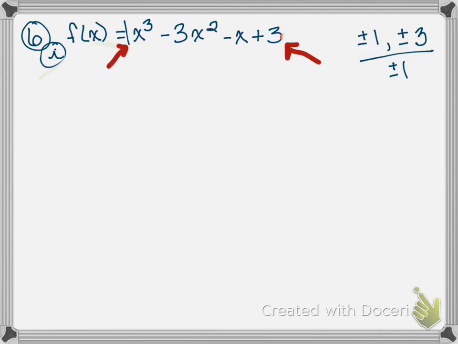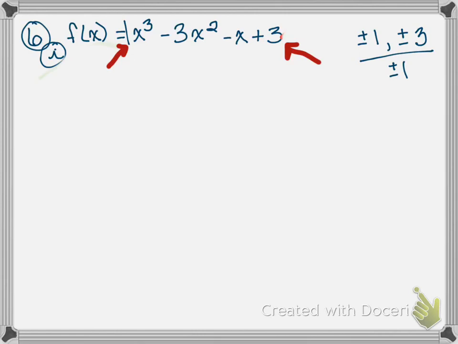So we could take positive 1 over positive 1. We could take positive 1 over negative 1. We could take positive 3 over negative 1. We could take negative 3 over positive 1. These are all the different examples that you can get. Now, the reason that we use this is because it helps us to know where to start with our synthetic division. So as long as you start with one of these factors, you're going to be fine.